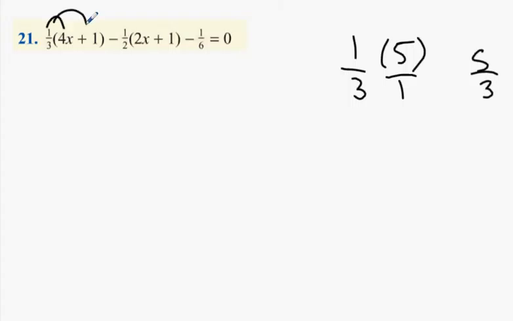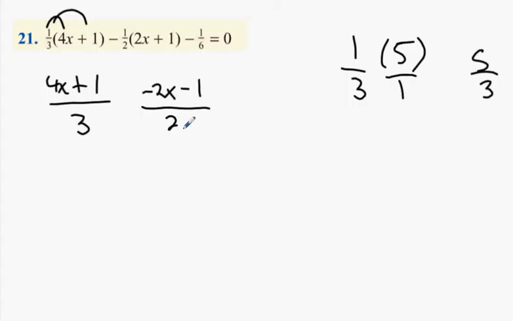1 times the top is what, guys? 1 times 4x. 1 times 1, all over 3. On the next line, minus 1 times 2x, minus 1 times 1, all over 2. Next one, minus 1 over 6 equals 0.